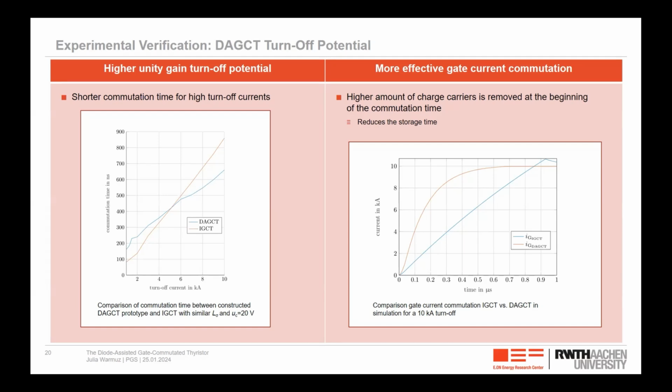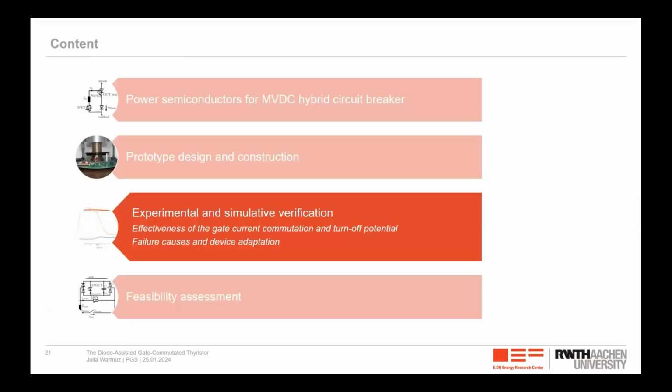voltage behaves. So most charge carriers are removed in the first part of the commutation process. Therefore, we are more effective, and I could prove this by looking at the storage time, which reduces according to the theory. Okay, so I talked a lot about the advantages, why the DAGCT behaves better.